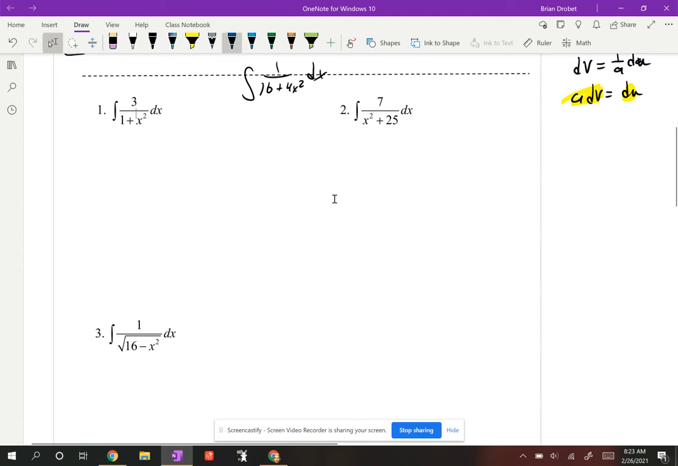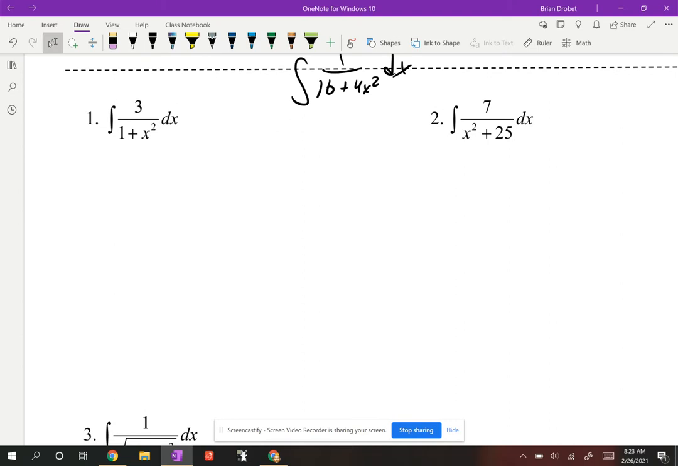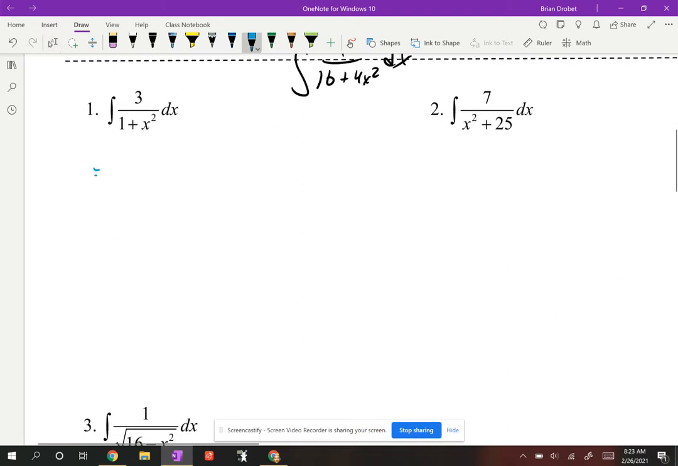All right, so the first one here is really straightforward because if I just pull a 3 out of the integral, I'm essentially already done because I know the antiderivative of 1 over 1 plus x squared is inverse tangent x plus c. So bam, we're done.